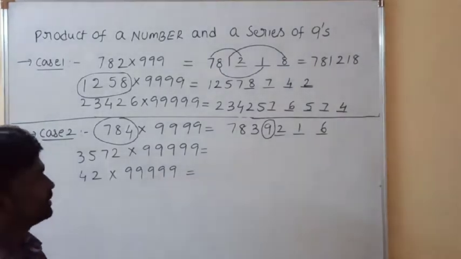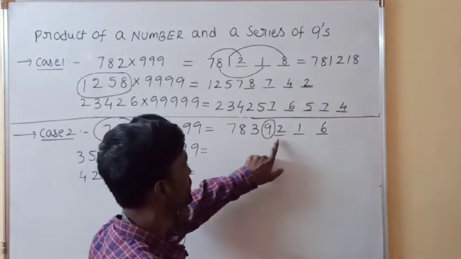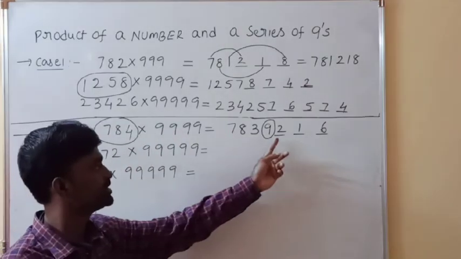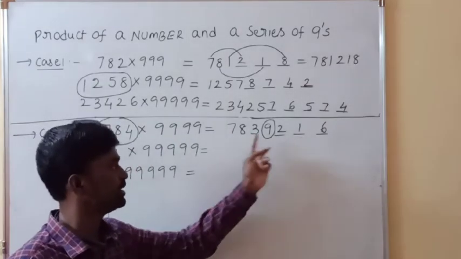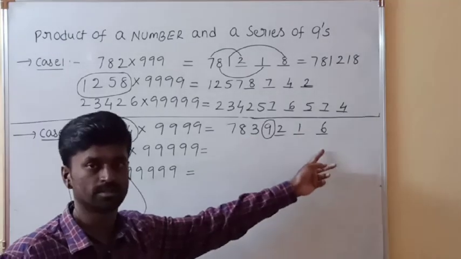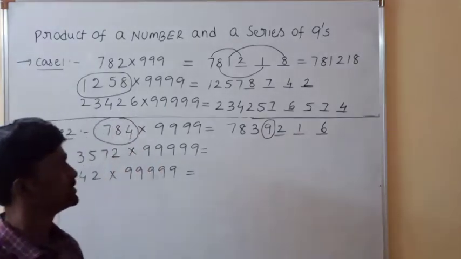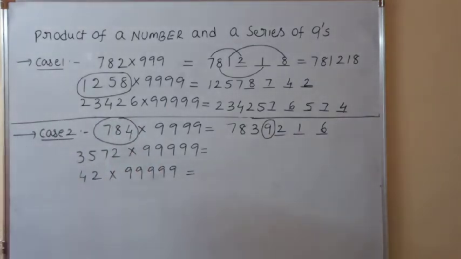Okay. So here 3 digits are there. So after 9 also how many digits you will get? Only 3 digits. So 7 plus how much is 9? 2. 8 plus how much is 9? 1. 3 plus how much is 9? 6. So 7 plus 2 is 9, 8 plus 1 is 9, 3 plus 6 is 9. So thus the answer is 7 8 3 9 2 1 6.